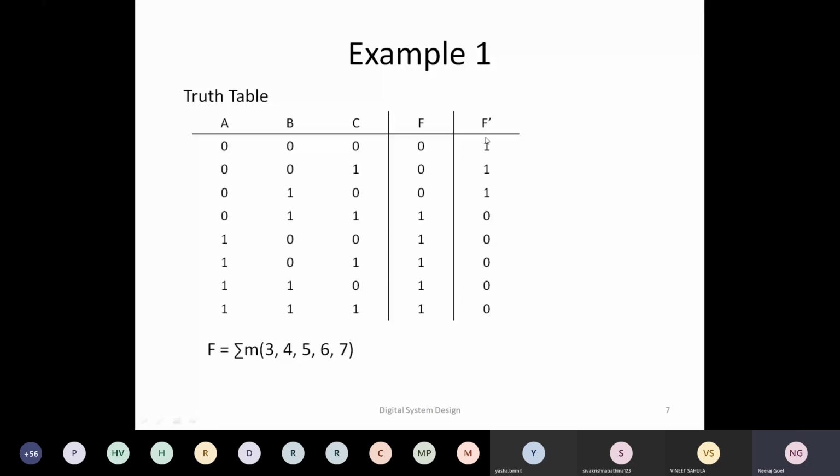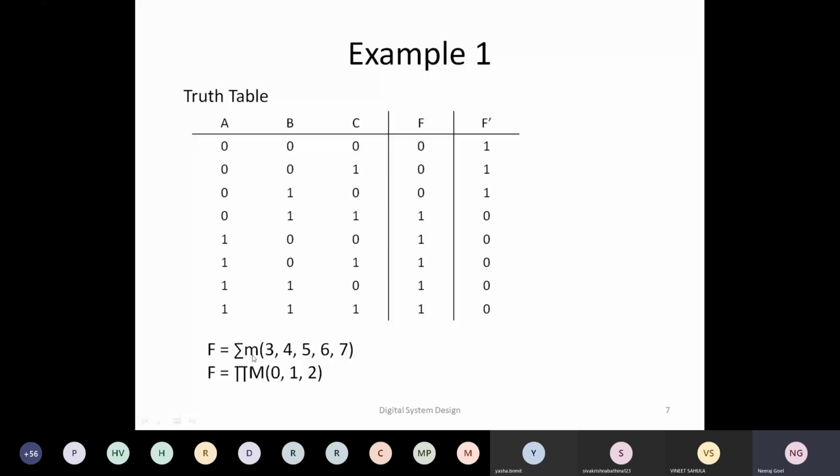Or I can also use this F dash. So wherever my F dash is 1, I can say my output is product of those max terms. Okay, so I'm not explaining what min terms and max terms are, assuming that it is basic, so you know it already. Okay, so for this particular function, now min terms become 3, 4, 5, 6, and 7, and similarly max terms will become 0, 1, and 2.